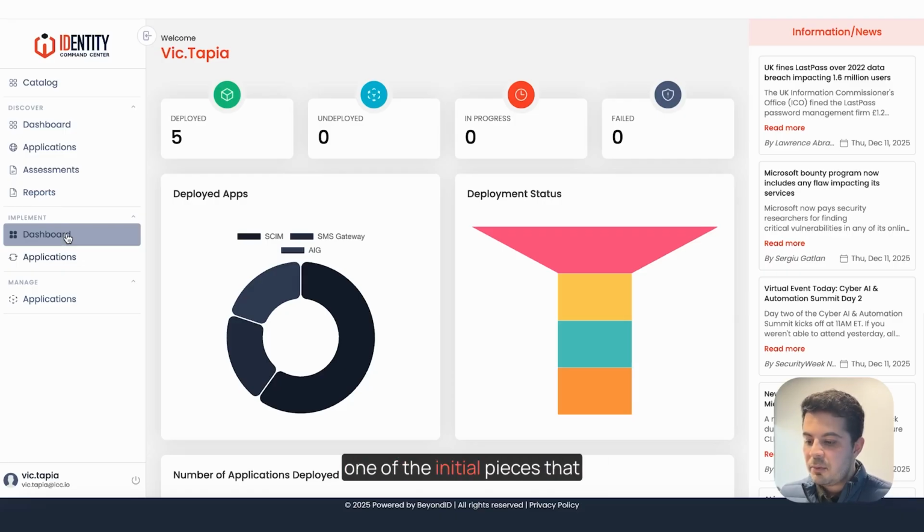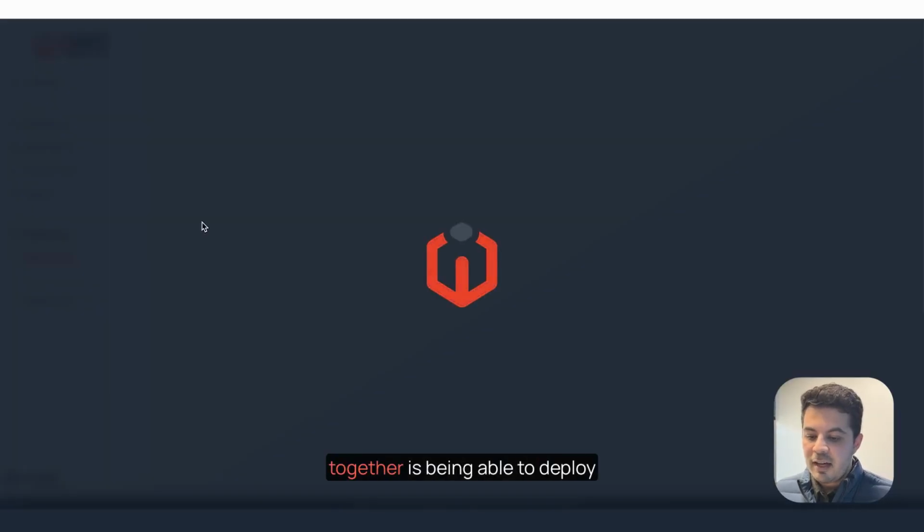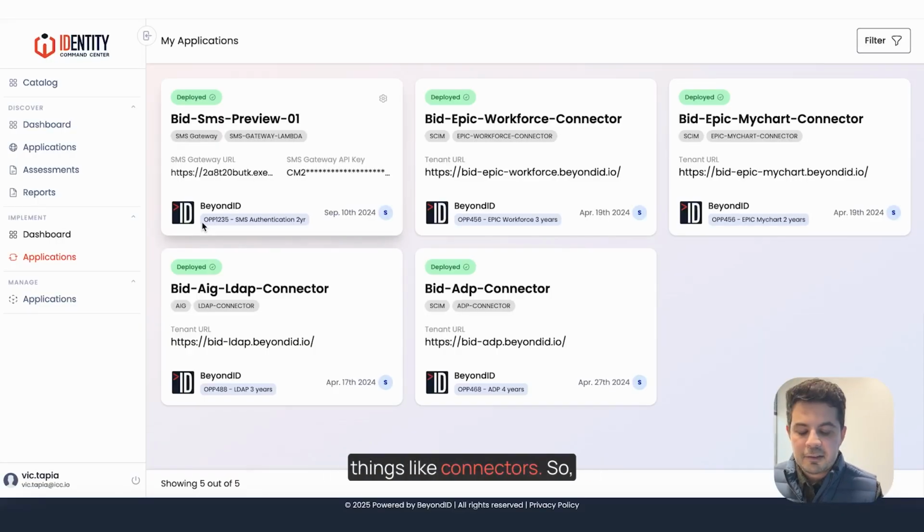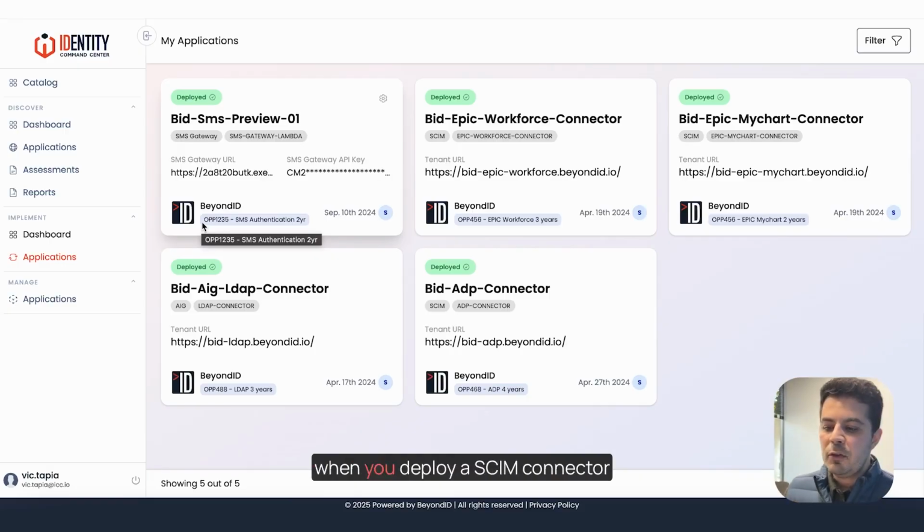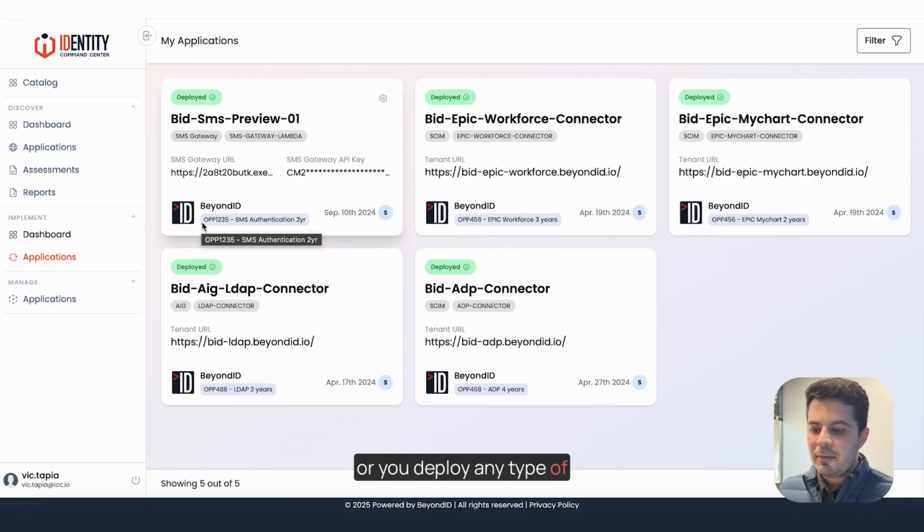One of the initial pieces that we've put together is being able to deploy things like connectors. So think about a way that when you deploy a SCIM connector or you deploy any type of integration from an identity provider to an external source, you have to go deploy that in infrastructure, and there's a lot of configuration and build steps in there.